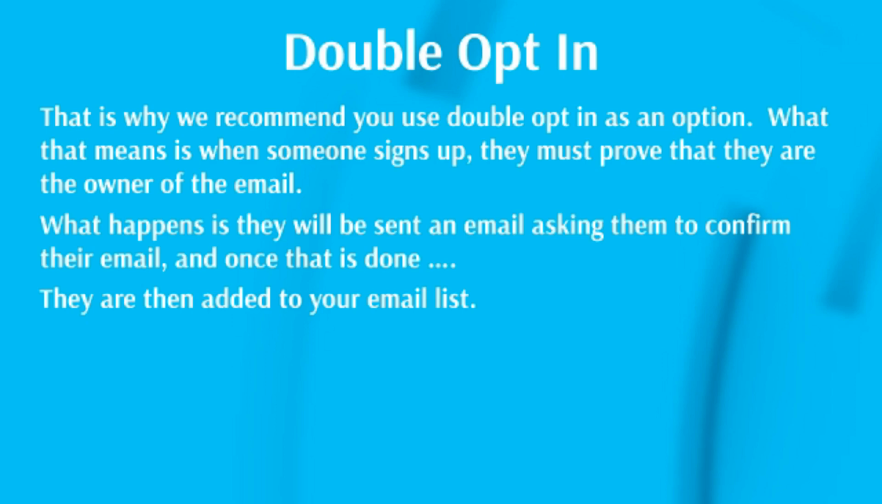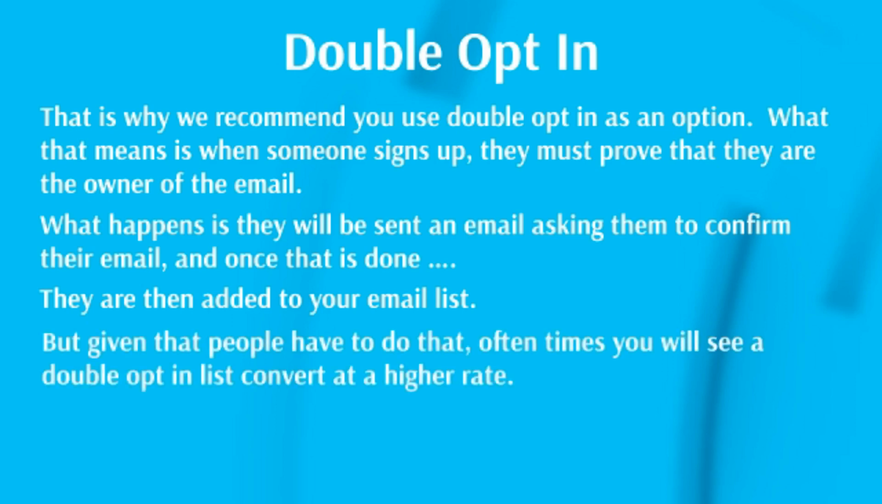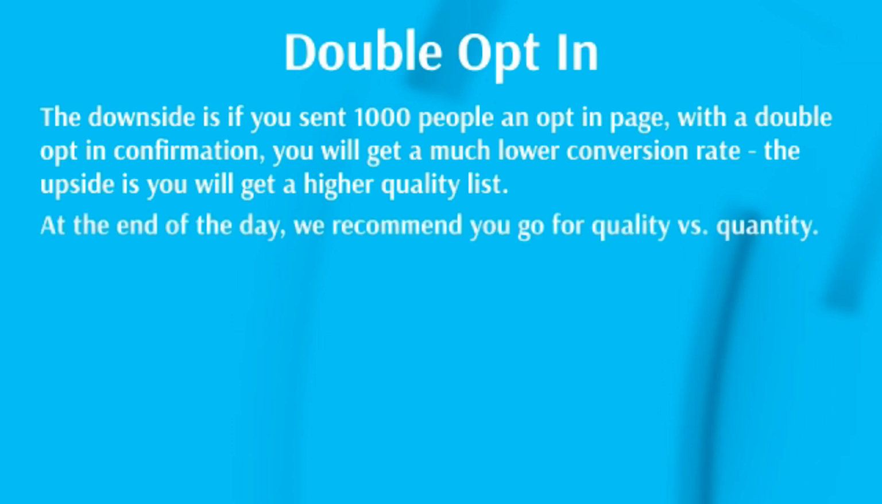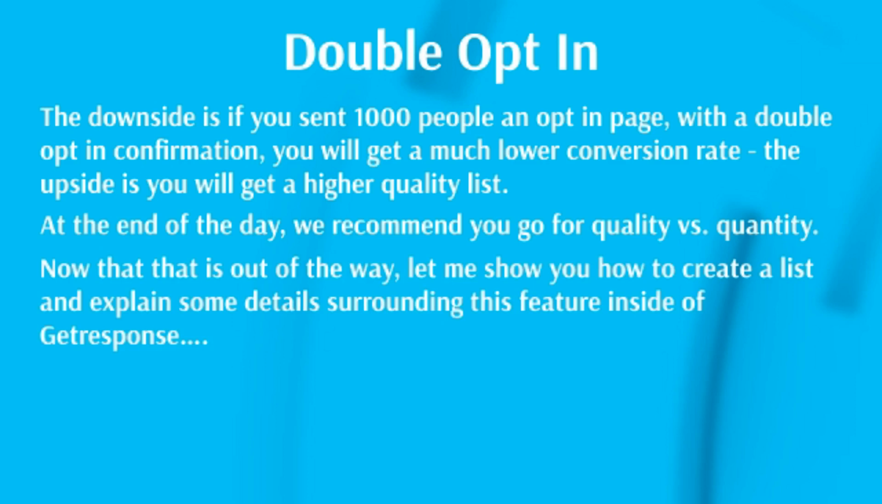The emails, when you send them out, are going to land in people's inboxes, because you're emailing people that want to hear from you. So that's why we found in our tests that you will actually get a higher rate of opens, a higher click-through rate. So like I said earlier, the downside is if you send 1,000 people to an opt-in list, that's going to be a much lower conversion rate. But at the end of the day, we recommend that you go for quality versus quantity.